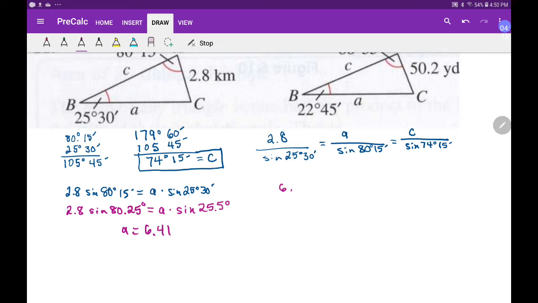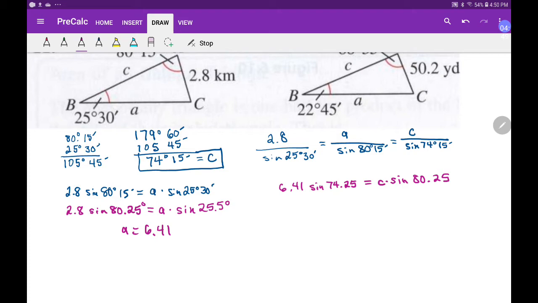Then I'll go ahead and use that. I'll say 6.41, that's A, times the sine of 74.25 is equal to C times the sine of 80.25. Okay, so here we go. I have my 6.41, what it really is in my calculator, and I'm going to take the sine of 74.25 and multiply it by 6.41. I make it about 6.17.